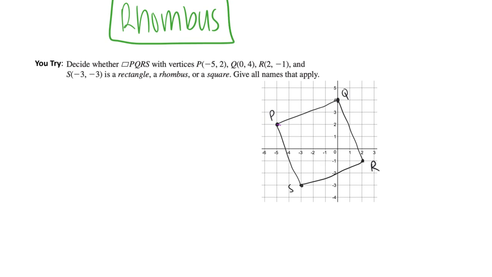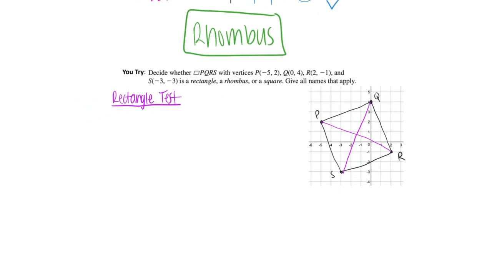And we're going to do those same two tests. So remember, we're just using the diagonals here. So I'm going to use PR and QS. So let's start with the rectangle test. This is the one where you use distance formula because you're trying to show if the diagonals are congruent. So we're doing diagonals here. So that would be PR and QS. So I'm going to start with PR.